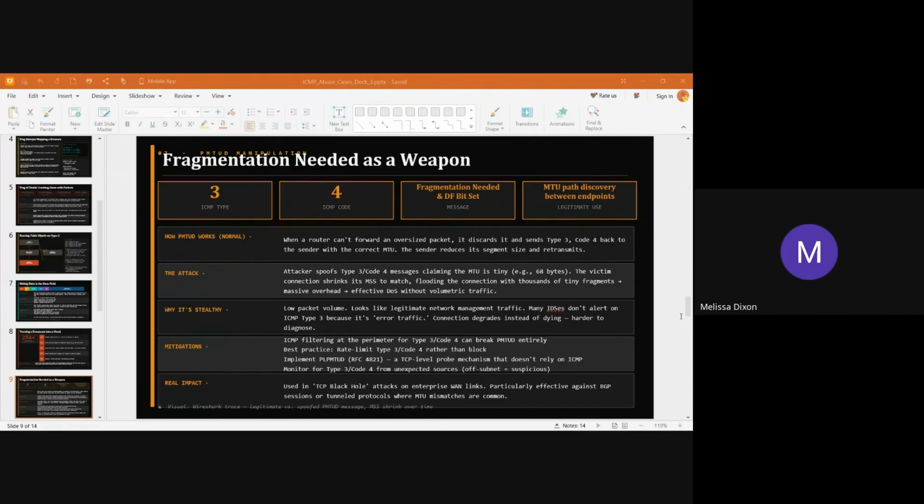So here's my question. Should you just block all type 3 code 4 messages at the firewall to mitigate? Do you think that would work? Anybody? Well, no, you shouldn't. Why? Someone say you have to validate something? ICMP messages. Yeah, you don't block the type 3, but you have to validate ICMP messages. Because blocking all type 3 code 4 messages breaks legitimate PMTUD and causes TCP black hole issues. So like you said, rate limit and source validate instead. Exactly.